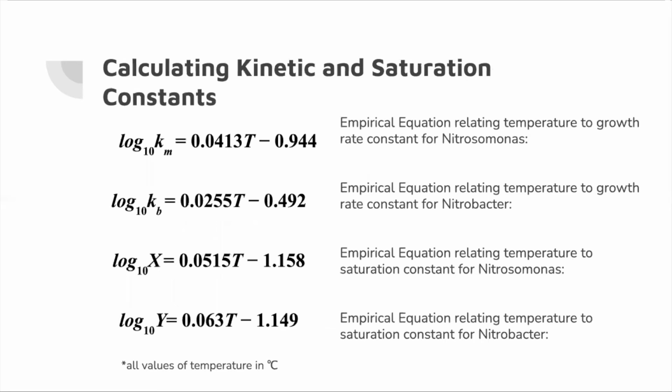The growth rate and saturation constants in the previous equations are temperature dependent. The equations shown here depict a logarithmic relationship between the constants and the temperature, all of which were determined from a linear regression of experimental data in Knowles et al. For Nitrosomonas, there is an observed 9.5% increase in growth rate constant for every increase in degrees Celsius. For Nitrobacter, there is a 5.9% increase. For Nitrosomonas, there is an observed 11.8% increase in the saturation constant for every increase in degrees Celsius. For Nitrobacter, there is a 14.5% increase.